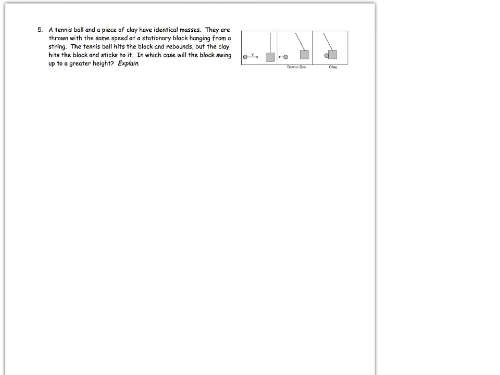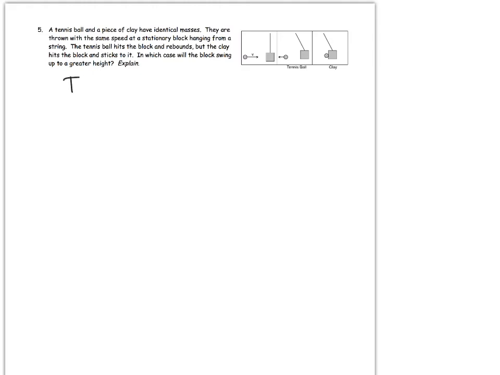For this next one, we have a situation where we have a tennis ball and a piece of clay both being thrown at a hanging block here. They're thrown with the same mass, they're thrown with the same speed, but the tennis ball hits the block and rebounds, whereas the clay hits the block and sticks to it. And we want to know which situation will result in the block swinging up to a greater height.